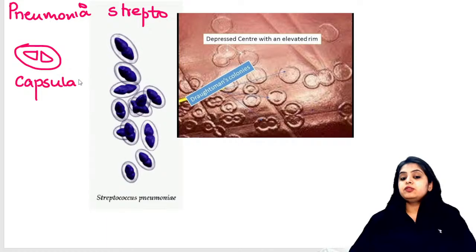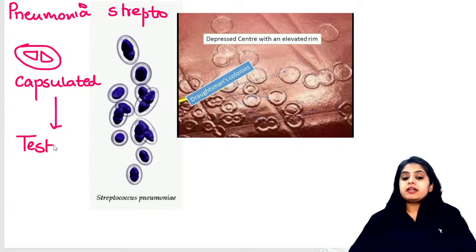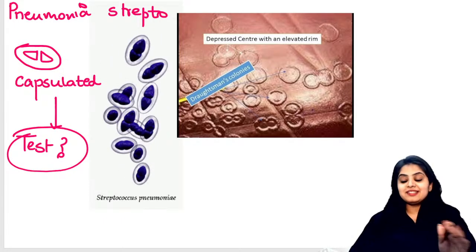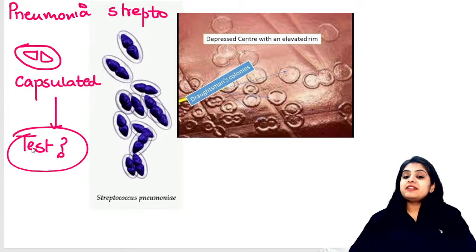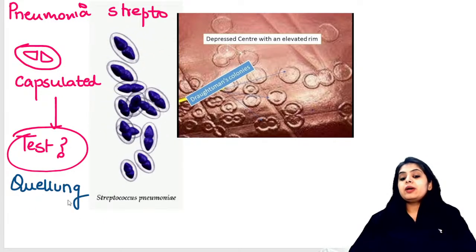I can see a capsule around it. Can you tell me one test for this capsule? If I want to find out about the capsule, there's a very famous test. But there's a very famous test which we have for capsulated organisms, and that is the Quellung reaction.